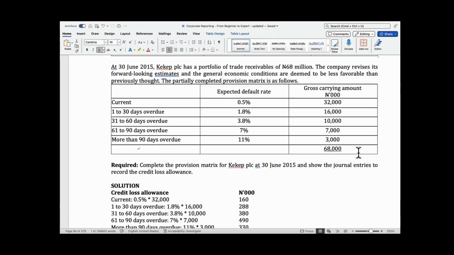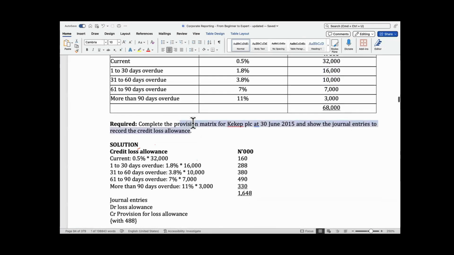So the questioner gave us another person that is owing 68 million. So they now give us, okay, these are our metrics. If it's at 0.5%, the gross carrying amount for the ones that are not overdue is 32,000. The ones that are 1 to 30 days overdue, 1.8%, but they are just 16 in terms of value. So they now say you should complete this matrix and show the journal entry for credit allowance.